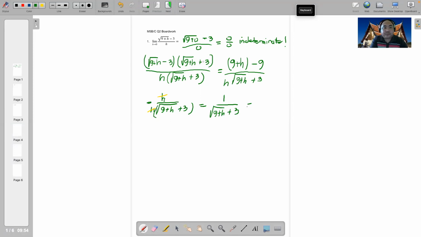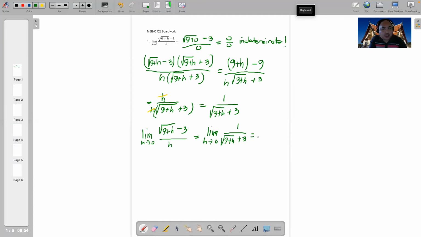Now, what does this mean? This means that the original function, the square root of 9 plus h minus 3 all over h, as h approaches 0, since it is an indeterminate form, we could alternatively take instead the limit of an equivalent function, 1 all over the square root of 9 plus h plus 3 as h approaches 0, because after all, they are equivalent functions.